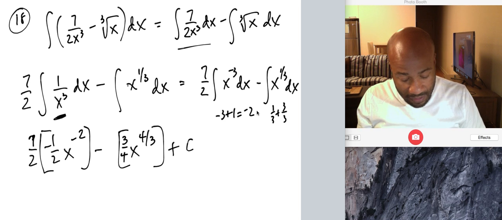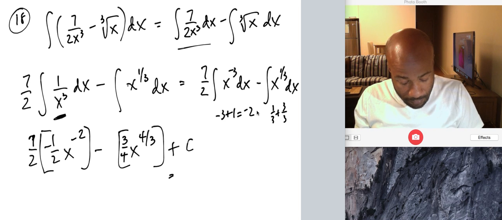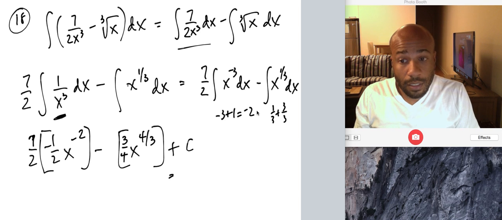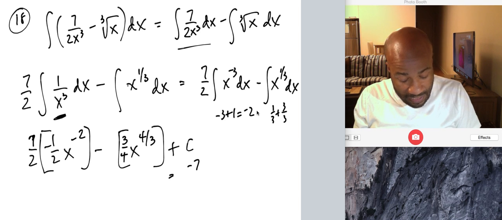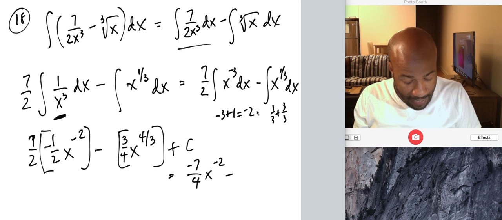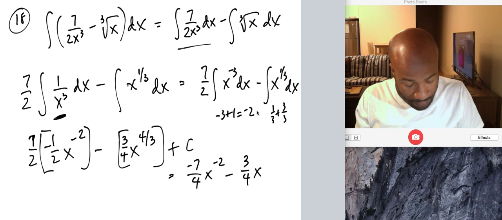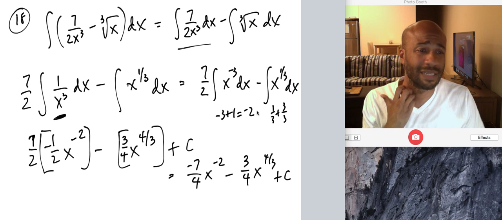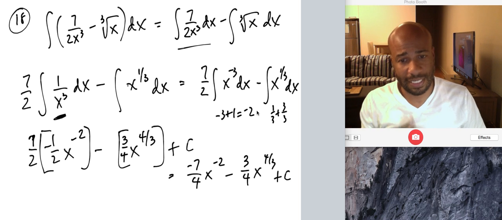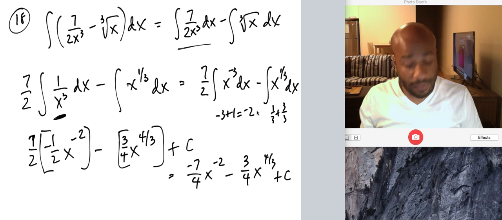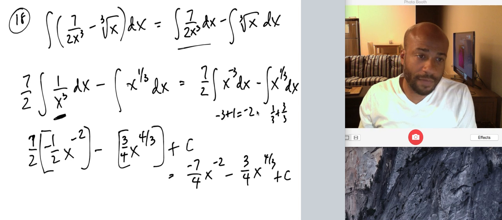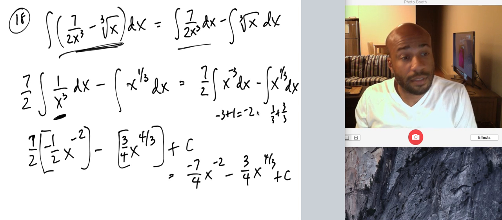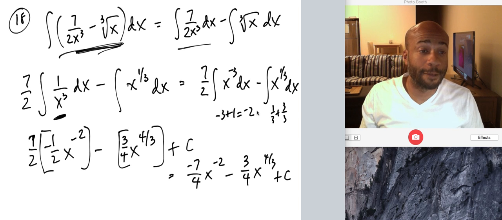So let's simplify it a little bit. So I actually get 7 times -1 is -7 over 4 x to the -2 minus 3/4 x to the 4/3 plus c. I wouldn't go crazy with simplifying this anymore. I would leave it just the way that it is. If you took the derivative of this, you would come back to the derivative of this function right here, this difference.